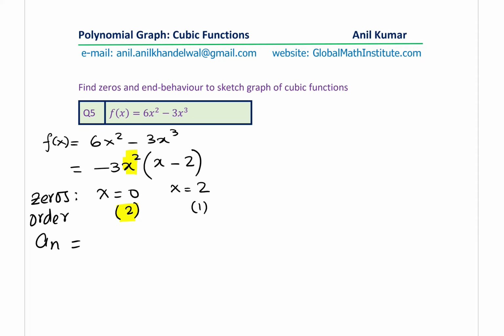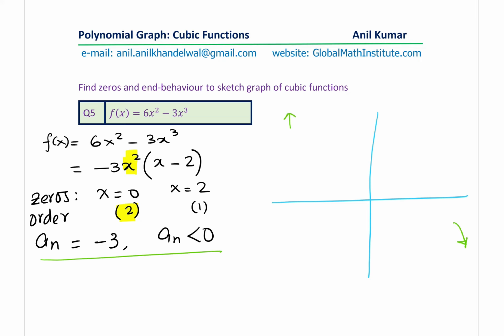an is clearly minus 3. So an is less than 0. So that really tells you that the graph will be going, since the leading coefficient is negative, from quadrant 2 to quadrant 4. Perfect. This is because of the leading coefficient. So let's write down the end behavior: when x approaches negative infinity, y approaches positive infinity. When x approaches positive infinity, y will approach negative infinity. Perfect.